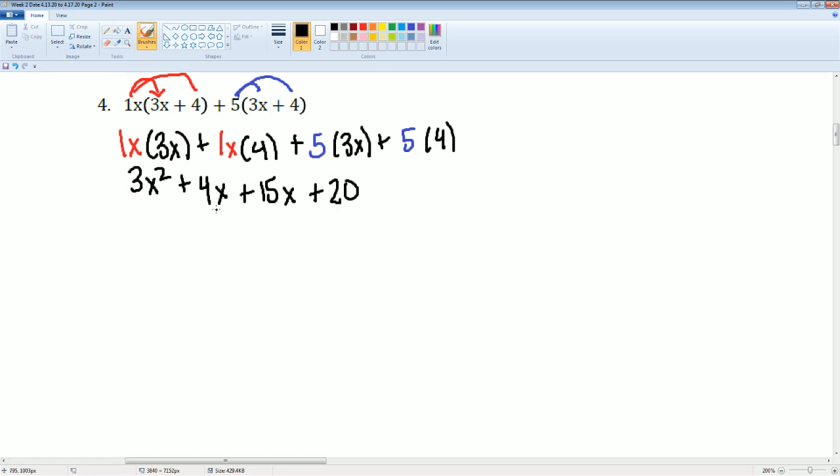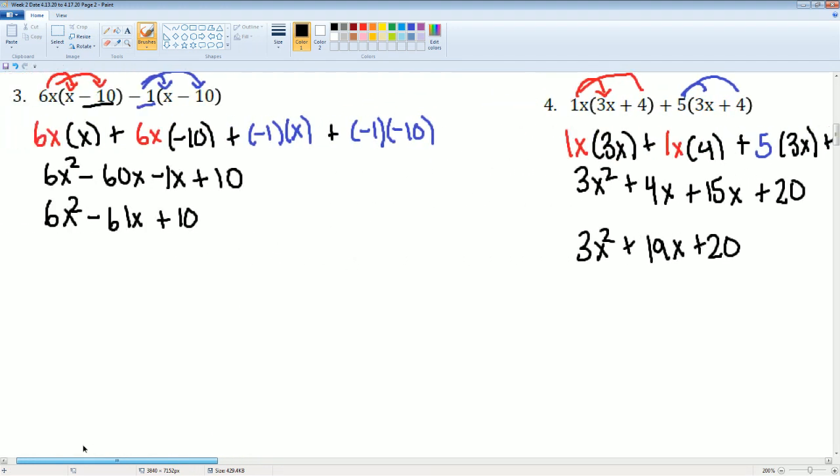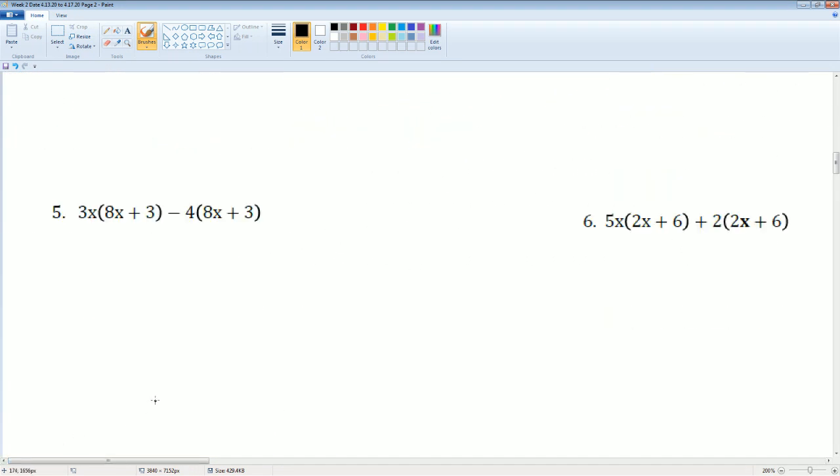These two are like terms. They're both x's, so you can combine them. 4x plus 15x becomes 19x. Okay? So no one really writes this 1x. No one really writes the 1. It's just x. And you see how it's done the same exact way? So that problem is just being extra. Alright?